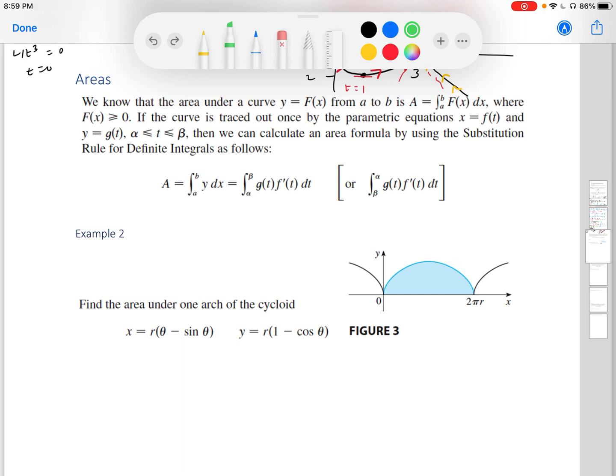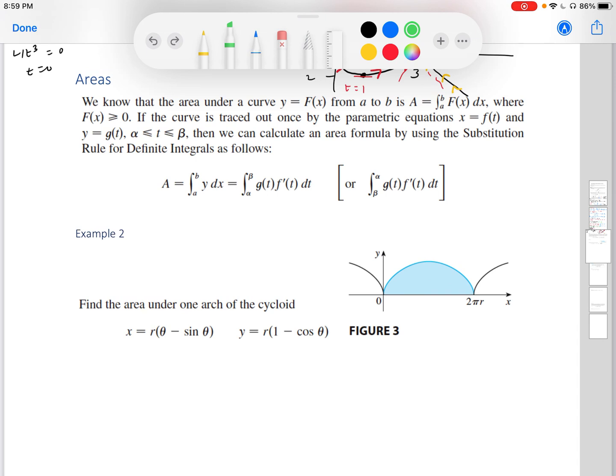All right, let's continue. Areas. We know that the area under the curve y equals f of x from a to b is equal to the integral from a to b of f of x dx, where f of x is greater than 0. If the curve is traced out once by the parametric equations x equals f of t and y equals g of t, where t is between alpha and beta, then we can derive an area formula by using the substitution rule for definite integrals as follows.